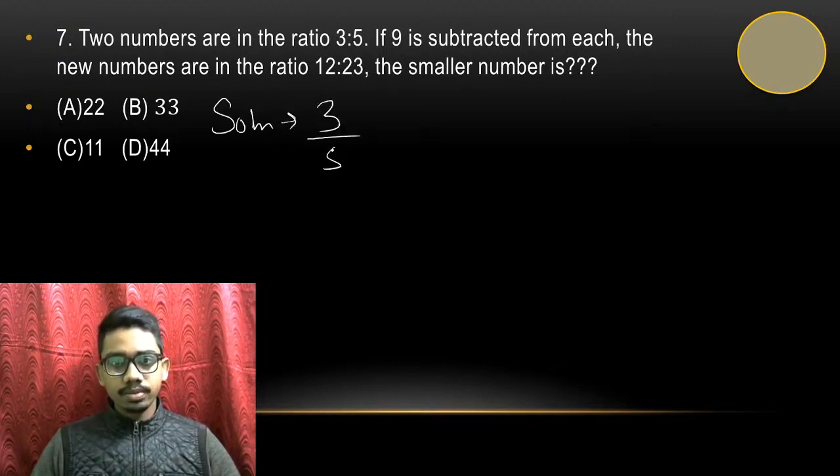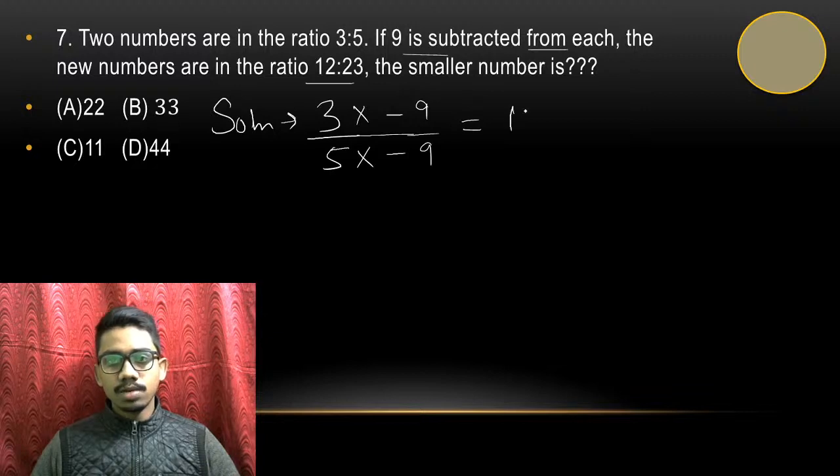Okay, now what is being said, guys? 9 is subtracted from each number. So the numbers are 3x and 5x, and 9 is subtracted from each number. Clear? Then the new numbers are in ratio of 12/23. So this is the equation. You have to solve this equation.